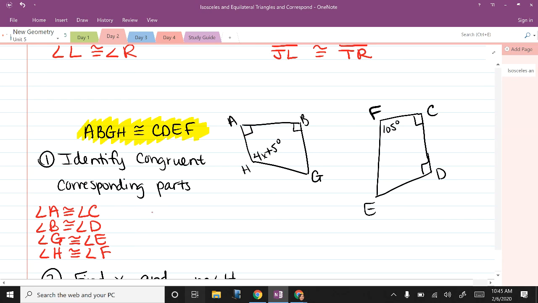All right, so then we go to our segments. Segment AB is congruent to what segment? CD. I'm just going to go down. BG is congruent to DE. GH is congruent to EF. And what am I missing? AH. What did that line come from? Did y'all see that? AH is congruent to which one? CF. There we go. We identified all the corresponding congruent parts. Okay with that? Yes.